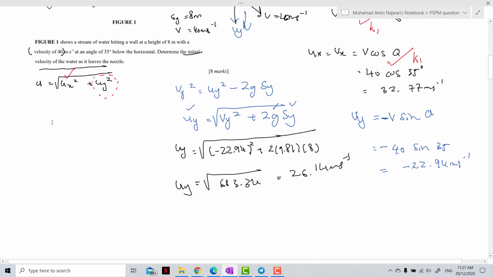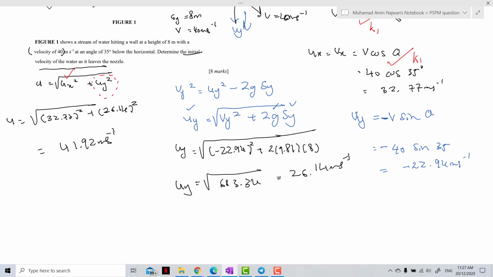So you substitute it, you get this. UY here, you substitute into your U. So U now is equal to the square root of 32.77 squared plus negative 26.14 squared. If you do this, you'll get the answer of 41.92 meters per second. So we get our initial velocity.